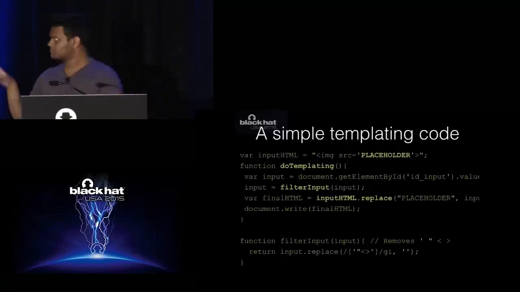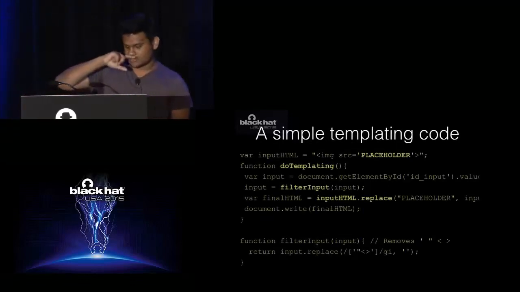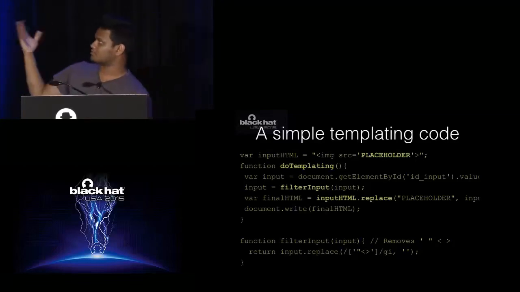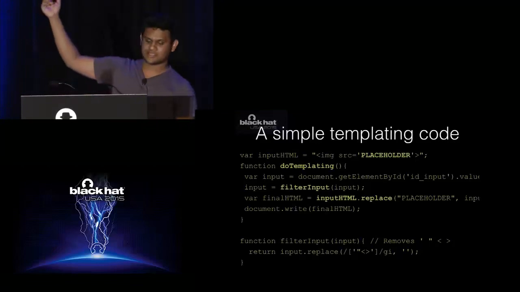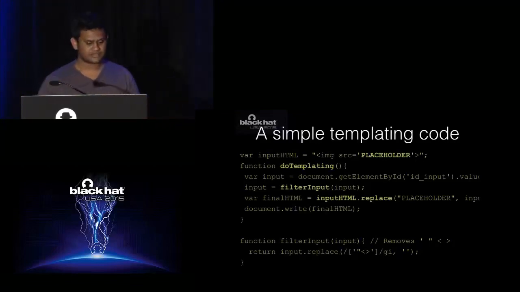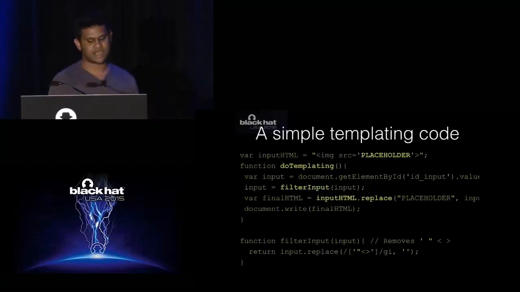So here's a simple templating code which I'm going to talk about. Assume for the sake of this demo that the actual input HTML is the first line with the placeholder, which is the templating directive here. So as a templating engine, this doTemplating is going to replace, whenever I say placeholder, that with a certain value. In this case, I'm going to replace it with the input which the user gave.